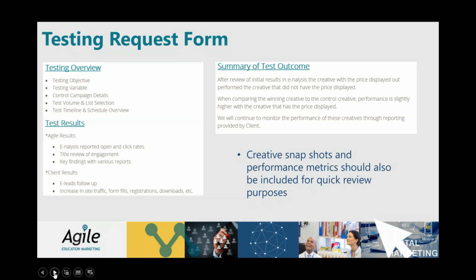And included within this is also not only the Agile results, so what you're able to see through eAnalysis, and we will talk about that service here in a second, but the client results as well. So anything that our clients provide to us, whether that's that they saw site traffic improve, or they had 15 downloads, or had 45 people fill out a registration form for one of their webinars. Any feedback you can provide us or to your internal teams only allows us to really gauge how that creative and deployment did.